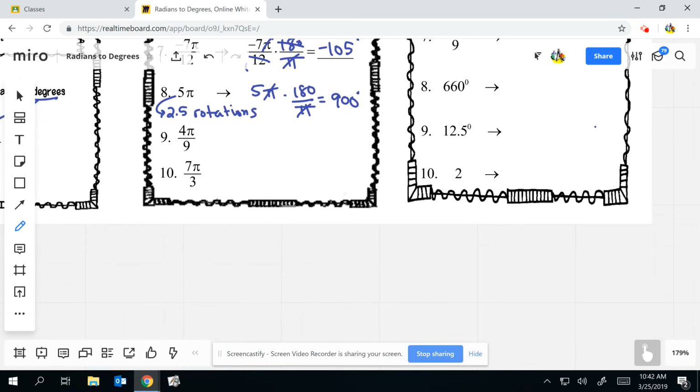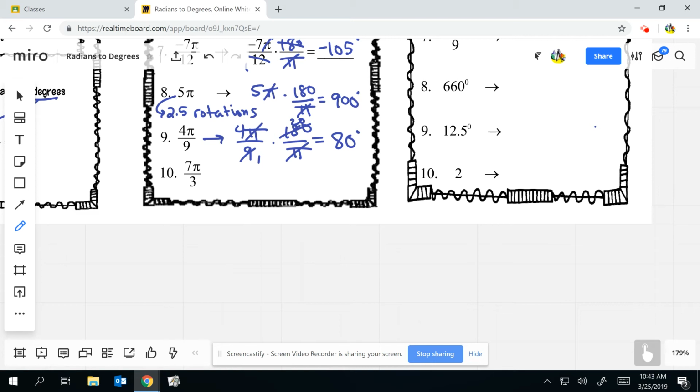Let's see, 4 pi over 9. You want to take that 4 pi over 9 and you want to multiply it by the 180 on top. You're going to degrees. Pi on the bottom. So cross out the pi's. 9 actually goes into 180 20 times. So 4 times 20 is simply 80 degrees.